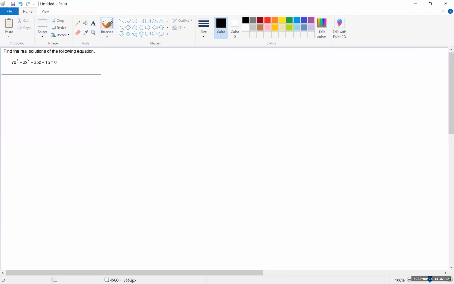All right, so the first problem we're going to go over today is homework. This is homework 05B, number 31 in the homework. We want to find all the real solutions for the following equation.